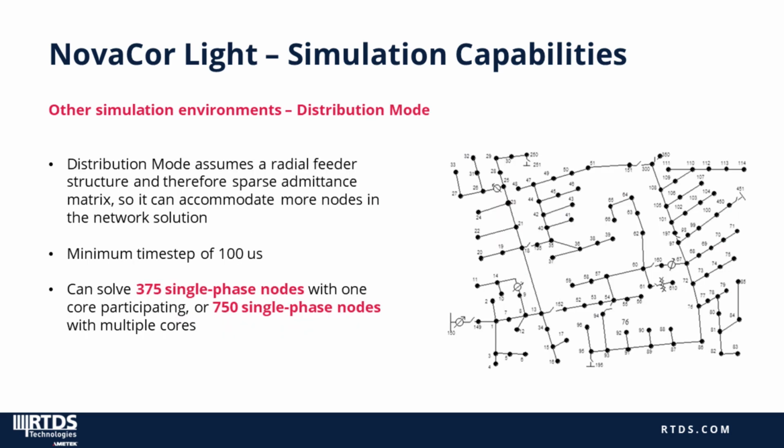Distribution mode is also available for NovaCor Light. So here we get higher node counts, assuming a radial feeder structure, so a more sparse admittance matrix to effectively invert every time step, and also a slightly higher time step, so a minimum time step of 100 microseconds instead of the typical time step of 25 to 50 microseconds. So with distribution mode, a single core NovaCor Light can solve 375 nodes or 750 nodes with multiple cores.